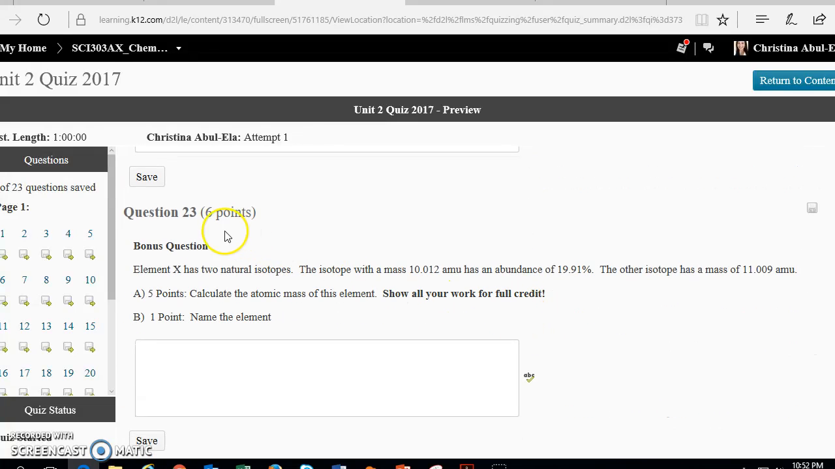The last question on the test is optional and a bonus question worth 6 points. Element X has two natural isotopes. The isotope with a mass of 10.012 atomic mass units has an abundance of 19.91%. The other isotope has a mass of 11.009 atomic mass units. In Part A, worth 5 points, calculate the atomic mass of this element, show all of your work for full credit, and in Part B, worth 1 point, name the element.